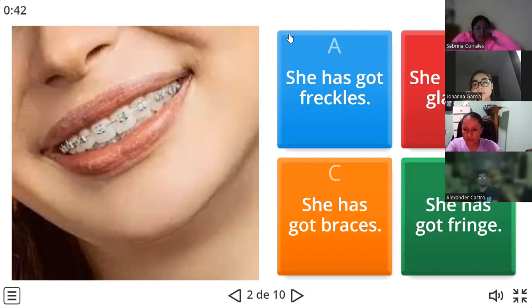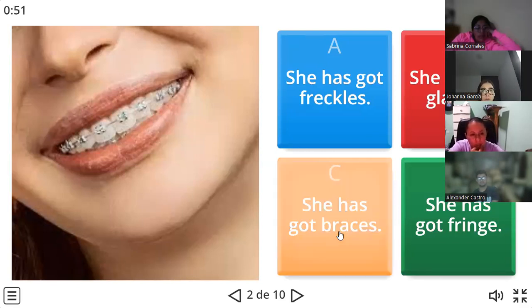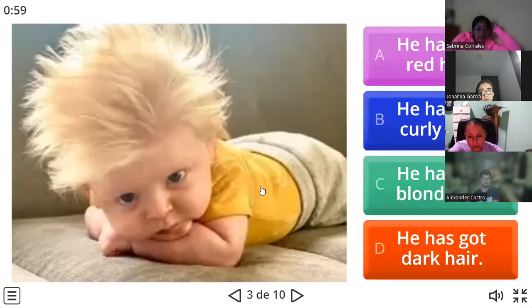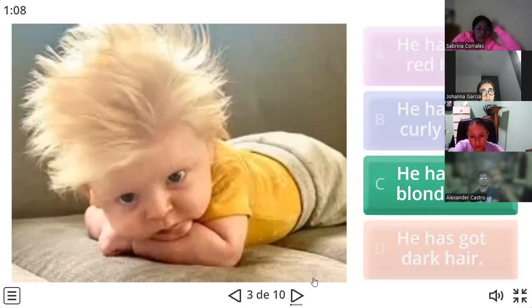What about this? How do you call it? These are called braces. She has got braces. She's got braces. Usa estos frenillos, ¿no? Nosotros le decimos en español frenillos, so braces. What about this baby? He has got blonde hair.